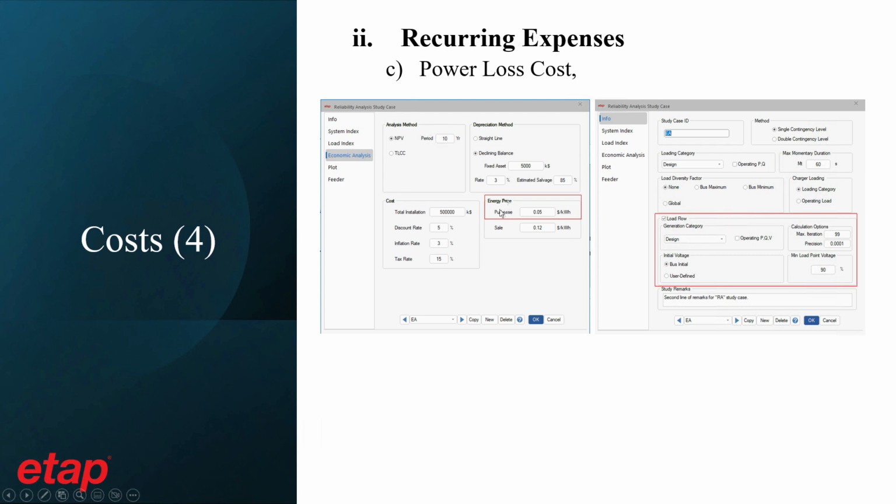So the power loss cost is generally calculated similar to energy generation cost. However, that's only applicable to the losses of the system and with respect to the energy purchase price. This one is an option in the economic analysis study. If you want to exclude the power losses, you can go to the info page and then uncheck this load flow option from the info page. Then it will no longer consider the power losses of the system.